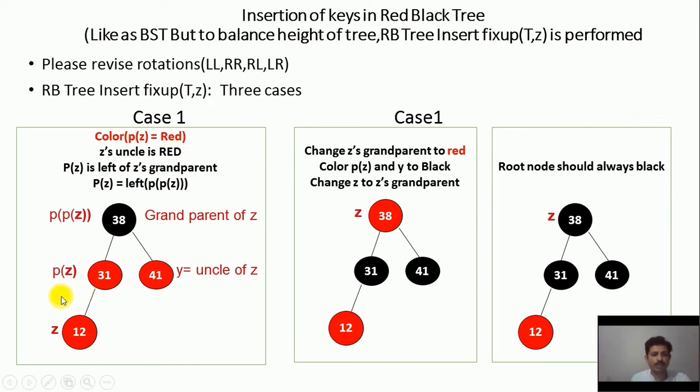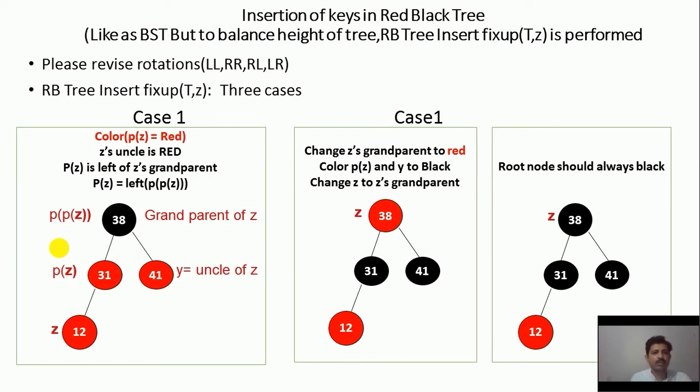You can see that G is a newly inserted node, P of G is the parent of G, and PPG is the grandparent of G, and you can see Y is known as the uncle of G here. And 31 and 41 are siblings. So in all three cases the tree gets unbalanced, and we have to fix these cases, which means we have to get a balanced tree.